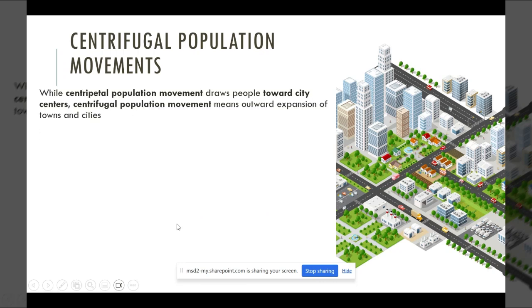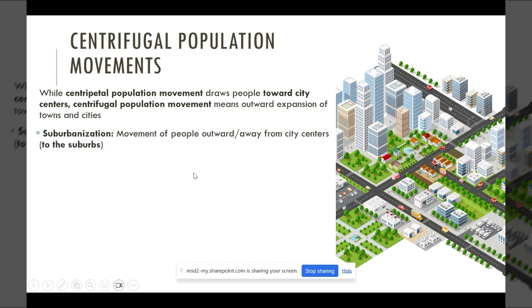All right, centrifugal is the opposite. So centripetal draws people toward a city. Centrifugal is like a centrifuge. It's gonna circle around, around, around. It's gonna get people stuck to the side, like one of those crazy amusement park rides where you're in that dome thing or that gyrosphere that spins you around. You're like puking. It's stuck to the side. It's disgusting. Anyhow, it means outward expansion.